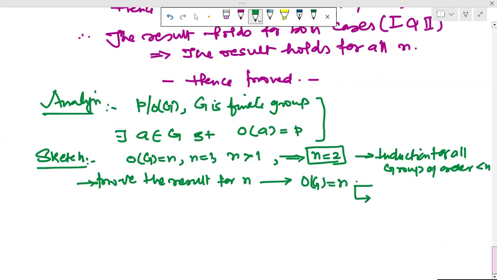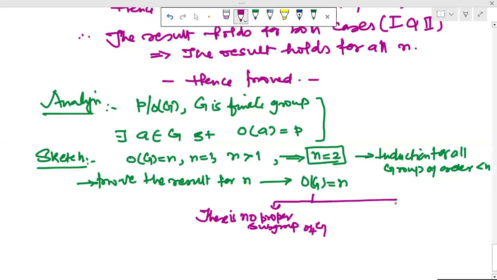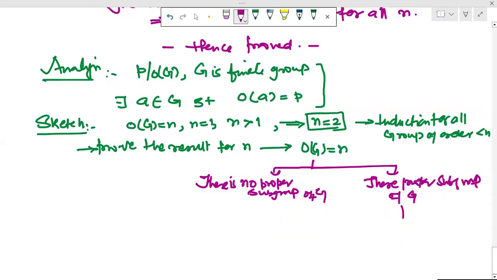There are two cases. Case 1 is no proper subgroup of G. And the second case is there is a proper subgroup of G. Then using this case, there are two subcases: P divides order of H, and P does not divide order of H. So we are proving the result for these two cases and subcases.